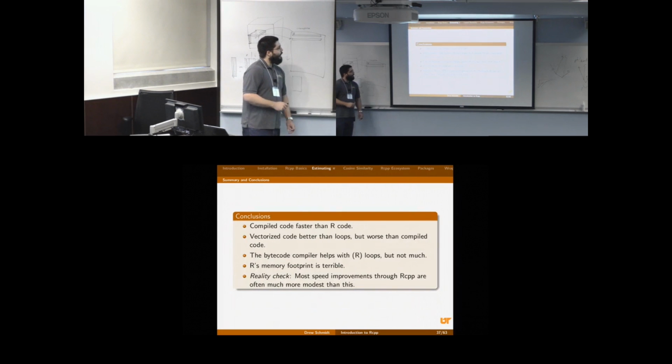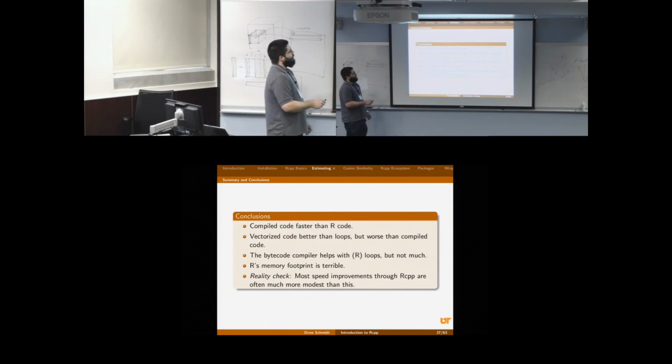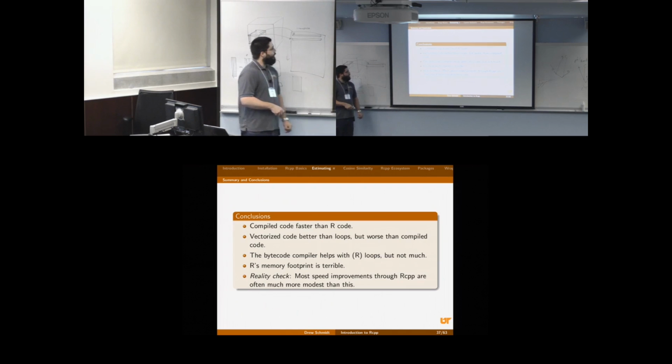Okay. So compiled code is faster than R. Nobody's surprised, probably. Vectorized code is better than loops, but worse than compiled code. We've hinted at that. Now we see in a very clear example the various ways in which that's true. Bytecode compiler helps, especially with R loops, not by a whole lot. And other things it helps a whole lot less. R's memory footprint, as I say, is terrible.